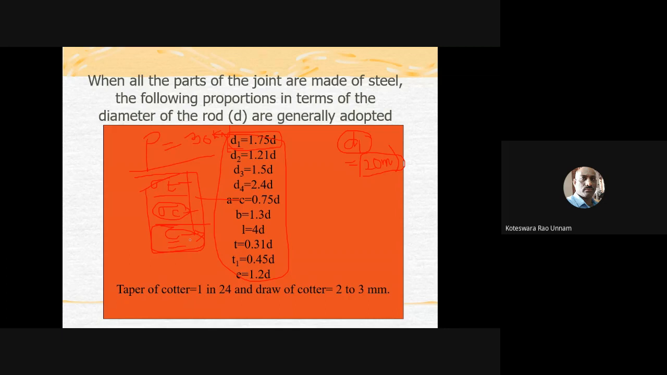Don't say the question is incomplete or out of syllabus, something like that. Since you are allowed to use data books in the examination, you cannot say the data is missing.